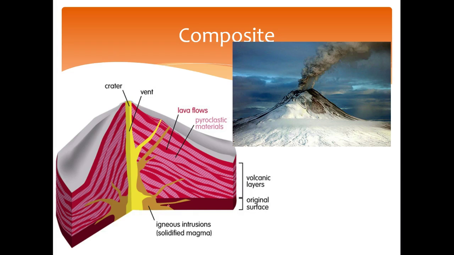And here we have a diagram where you have your single vents, and then over here you can see the pyroclastic material, which is like chunks of rock and little cinders that are covered with lava flows. So basically you get pyroclastic material, lava flow, pyroclastic material, lava flow, so on and so forth.